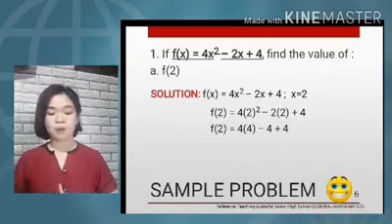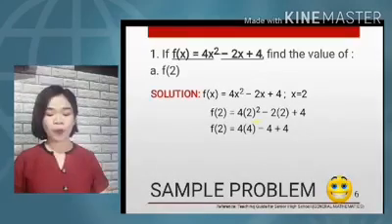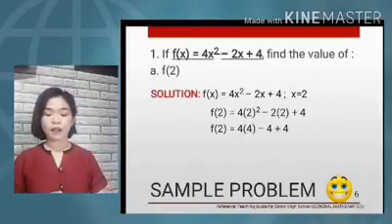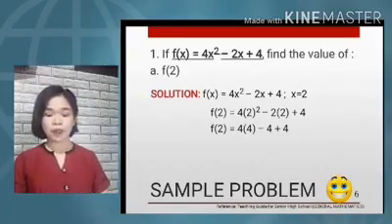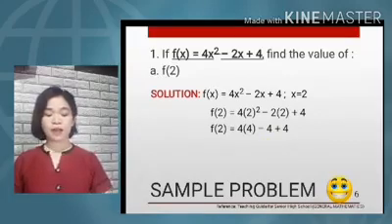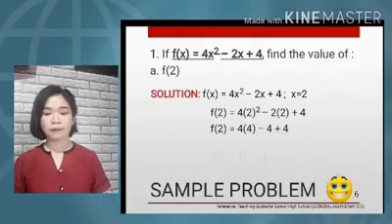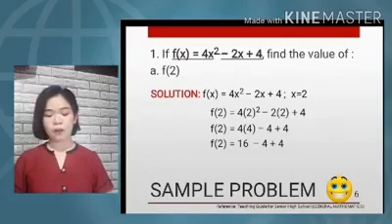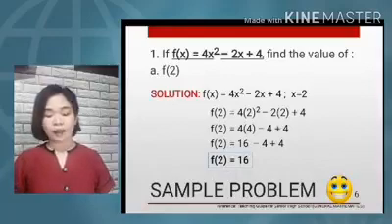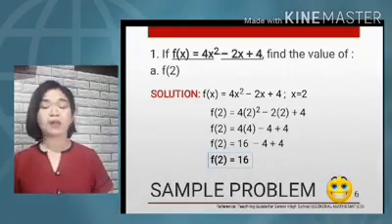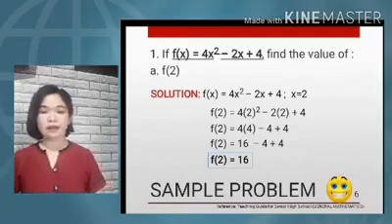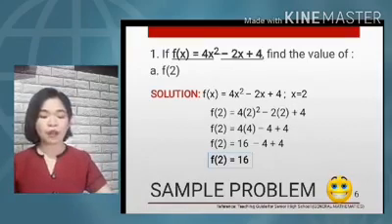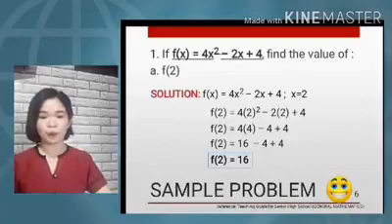So we perform the exponent first, which is the 2 squared, which makes the new equation 4 times 4 minus 2 times 2 is 4 plus bring down 4. So that is equal to 4 times 4 is 16, bring down negative 4 plus 4. So when we subtract and add, 16 minus 4 is 12, plus 4 is 16. Therefore, we can say that the function f of x equals 4x squared minus 2x plus 4 is equal to 16 if the value of x is equal to 2.